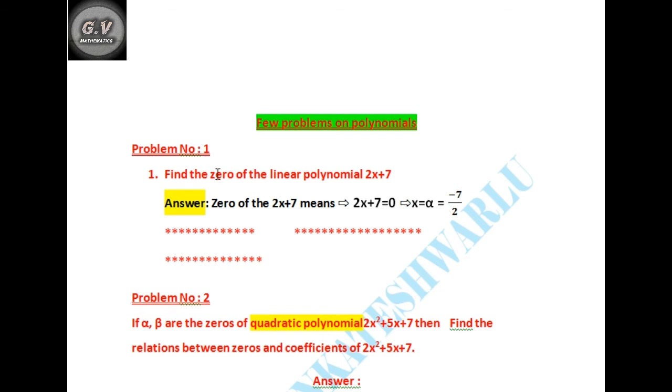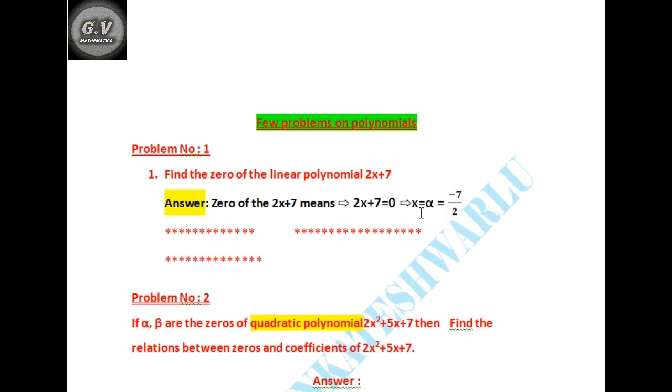So here, while finding the zero of the polynomial, 2x plus 7 is equated to 0, since the value of the polynomial is equal to 0. So 2x is equal to minus 7 by transposition. X is equal to minus 7 by 2. So the zero of the polynomial is minus 7 by 2, which is nothing but the sum of the zeros. Only one zero is there, and that zero value is minus 7 by 2.